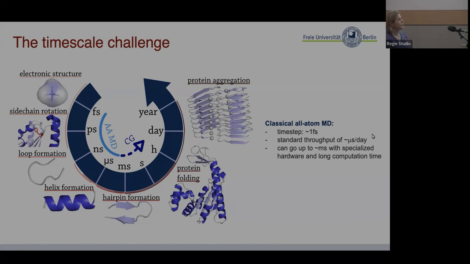Then realistically, even with the fastest computer, you cannot go much beyond microseconds. You can get to milliseconds with special purpose computers that only a few in the world exist, and they are fully dedicated to that. We want to make it in a different way. But let's look at this from a different point of view.